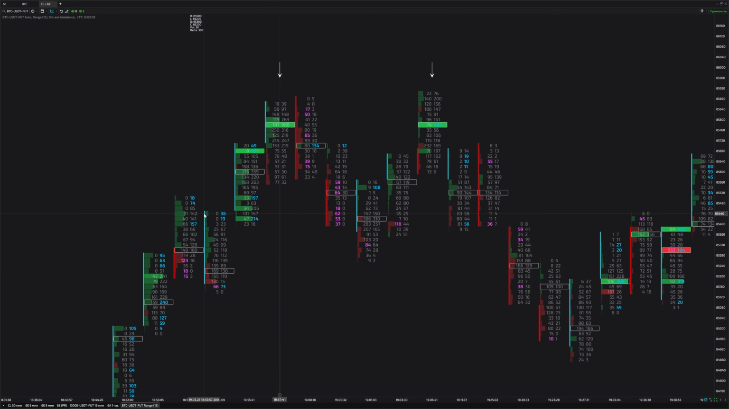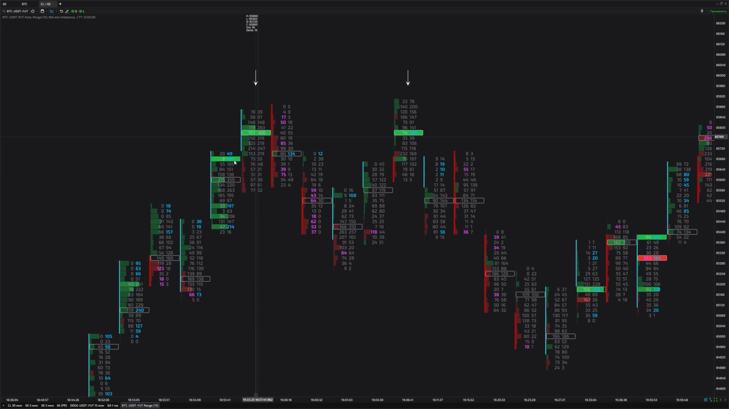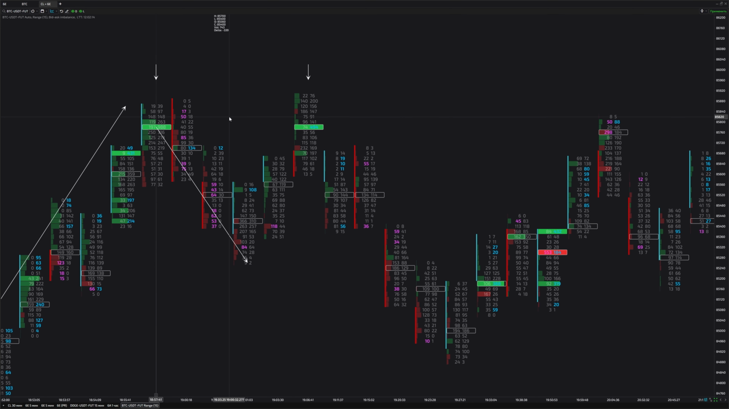What is absorption? Often we see situations where the price is rising and we observe a dominance of market buying, green delta, bright colors. However, after this upward movement, a pullback follows, even though buyers were dominant.